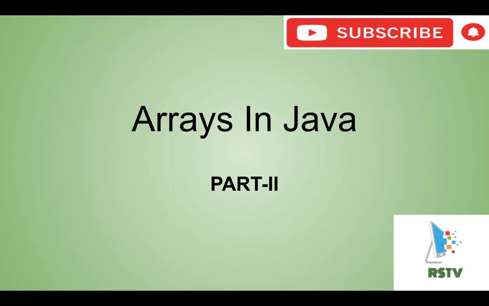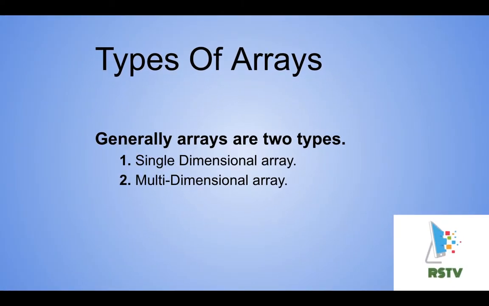Today we are going to discuss arrays in Java, part 2. So, types of arrays. Generally arrays are of two types: single-dimensional array and multi-dimensional array. We already covered the single-dimensional array in the part 1 video. I will provide that link in the description, so please see that part 1 video. Now we will discuss the multi-dimensional array. It is similar to one-dimensional, but storing the values is done in a different way.